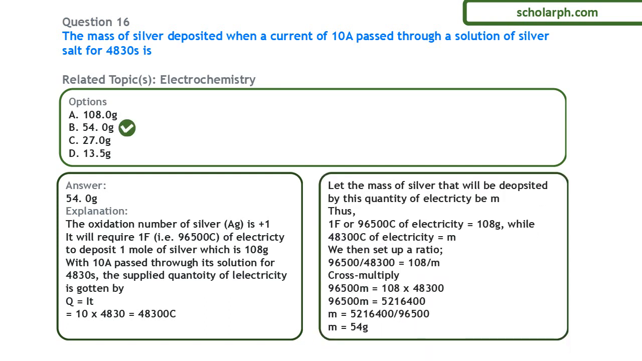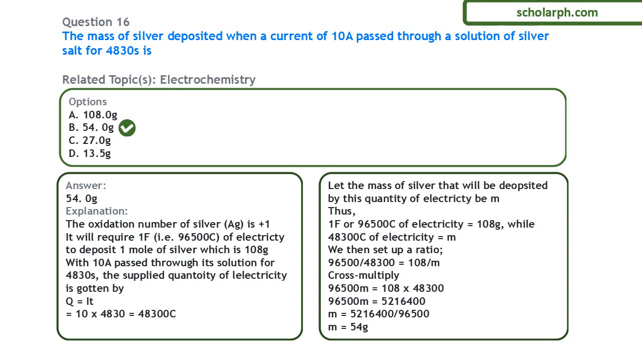Then we are going to set up a ratio here. That 1 Faraday of electricity is equal to 108. Then let the mass produced by the quantity of electricity we have here be equal to M, the mass of silver deposited that we are looking for in the question. So we say 1 Faraday or 96,500 coulombs of electricity produces 108 grams of silver.